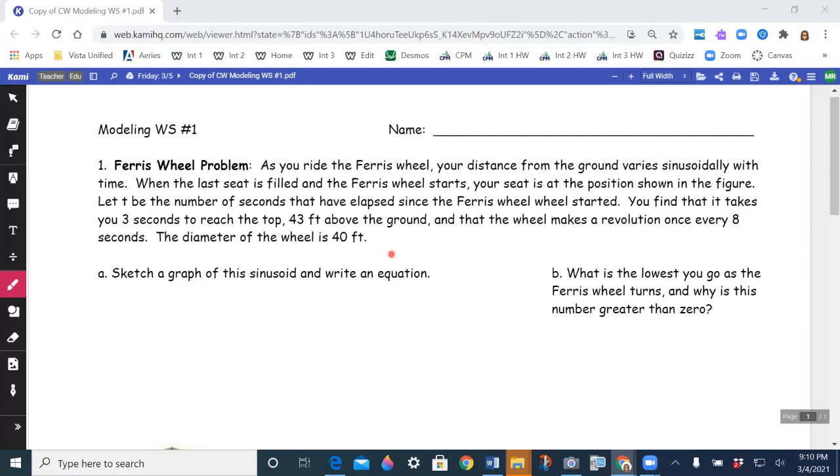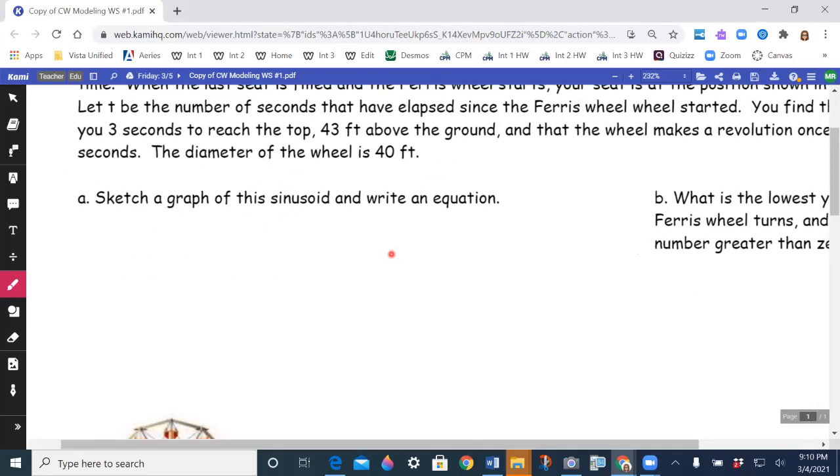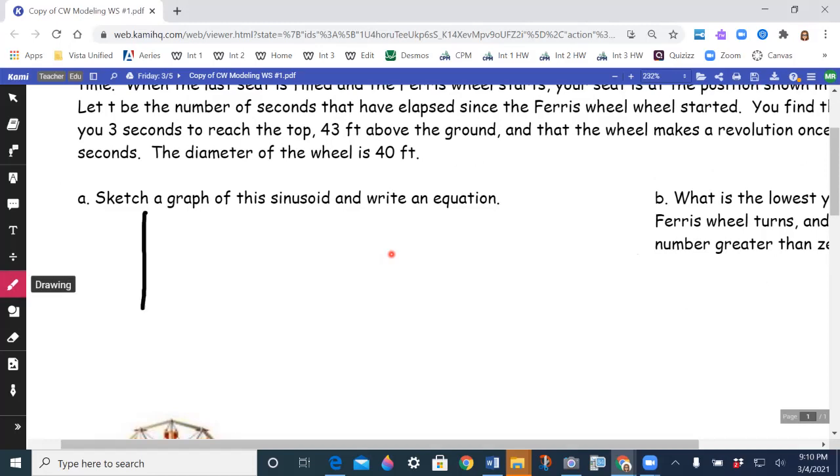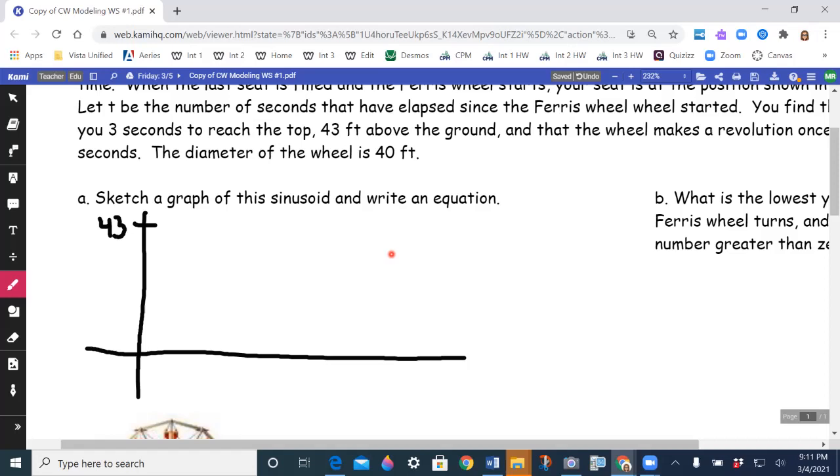So I'm going to come down here and I'm going to draw a graph. And I don't need to go below the x-axis because this is a Ferris wheel and it's not going underground, okay? So I'm gonna have something like this. Now they told us that the highest it goes is 43, okay? That is, it reaches the top at 43 feet above the ground.